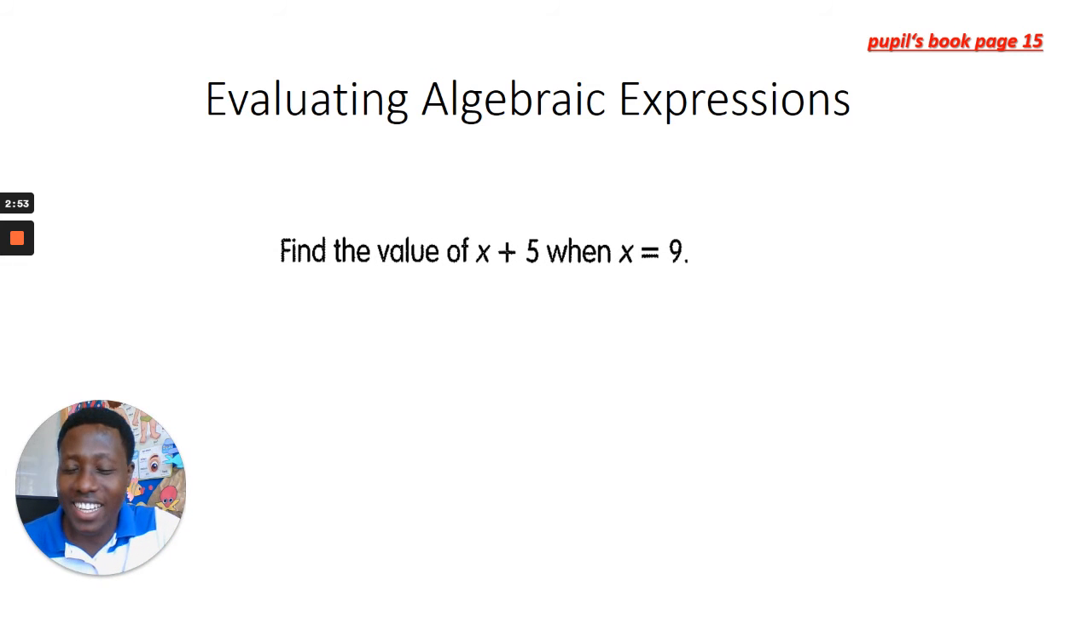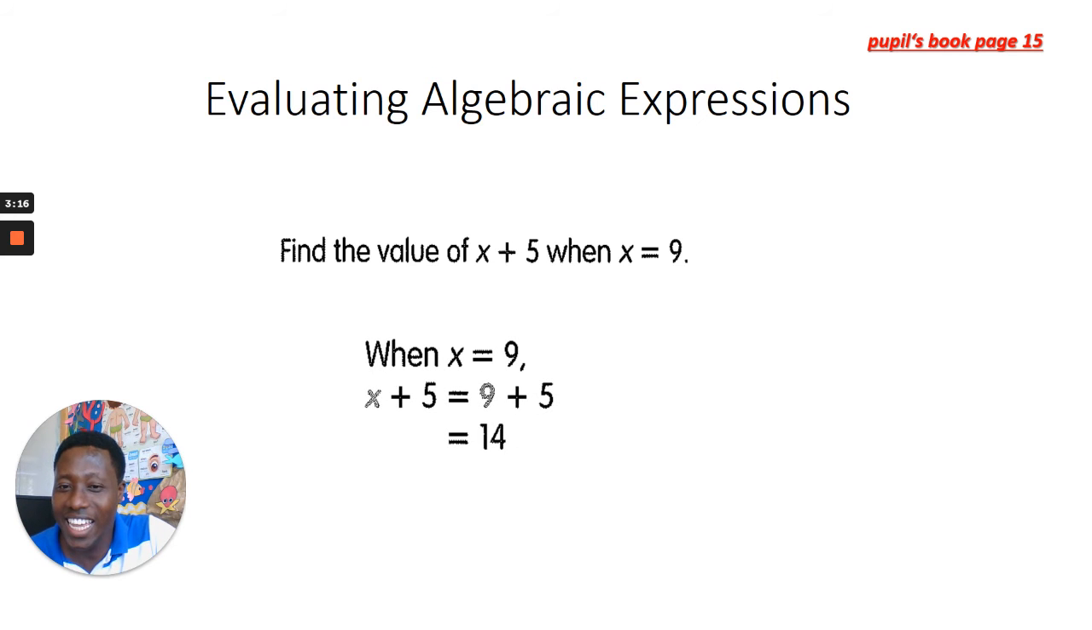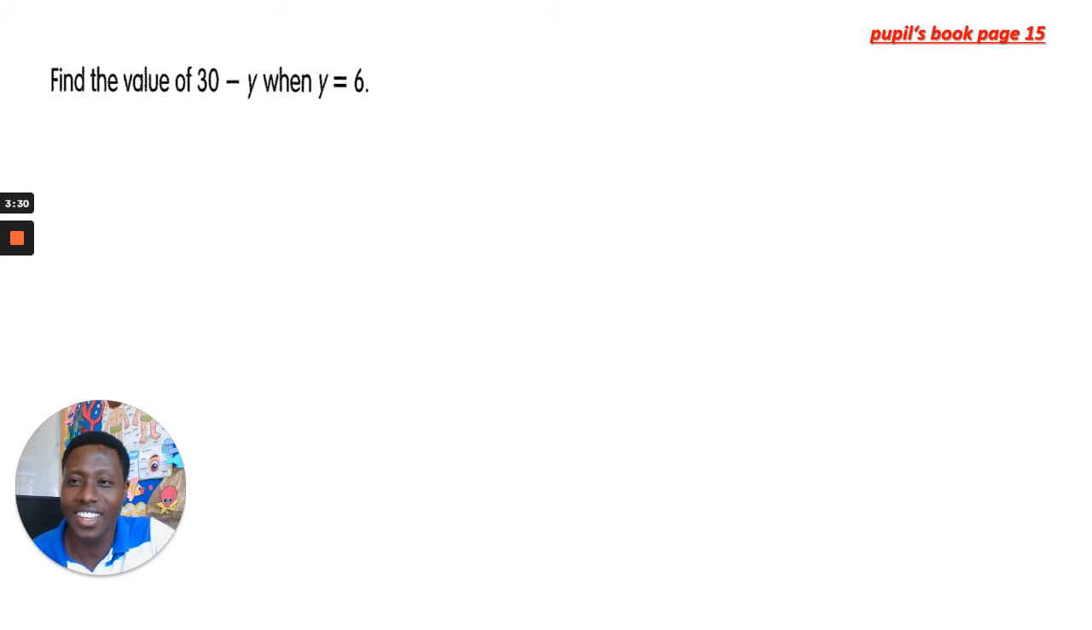Find the value of x plus 5 when x is 9. So x plus 5 is the algebraic expression. But then, anywhere you see x, it means 9. So x means 9. What we will do is have 9 plus 5 because x is 9. And x plus 5 is 9 plus 5 and gives us 14. I hope this is easy, right? Okay. Now let's work with more examples here and you understand.